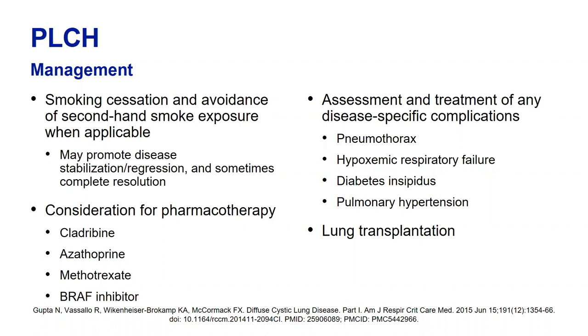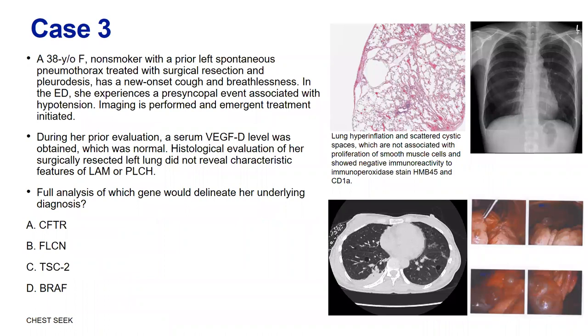And then the other things you want to look at are disease-specific complications. If they have a pneumothorax, consider pleurodesis. If they have respiratory failure, obviously give them some oxygen. You want to address if they might present with central diabetes insipidus, and you also want to monitor for development of pulmonary hypertension. And if, despite all of your interventions, they continue to decline, then you want to refer them for a lung transplant evaluation. So that brings us to case three.